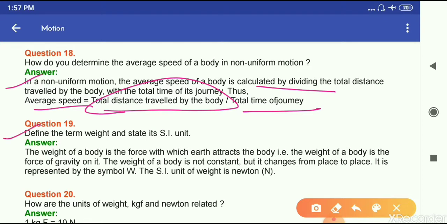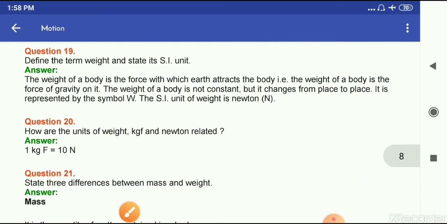Question number 19. Define the term weight and state its SI unit. So the weight of a body is a force with which earth attracts the body, that is, the weight of a body is the force of gravity on it. The weight of a body is not constant, but it changes from place to place. It is represented by the symbol W and its SI unit is Newton. Symbol capital N.